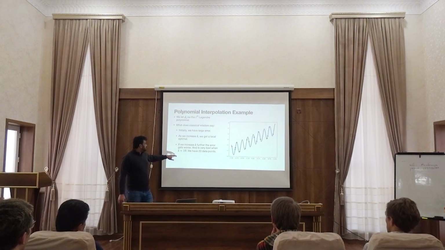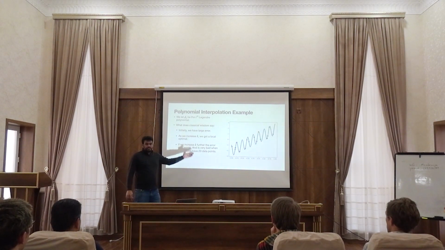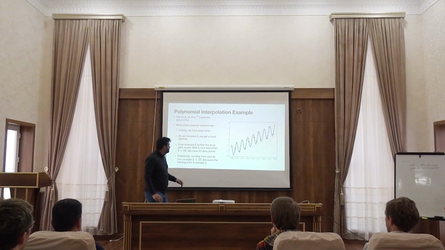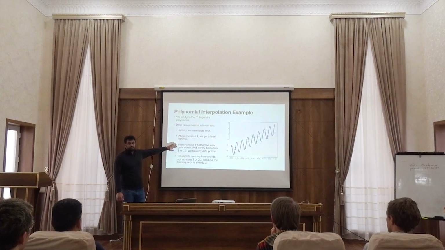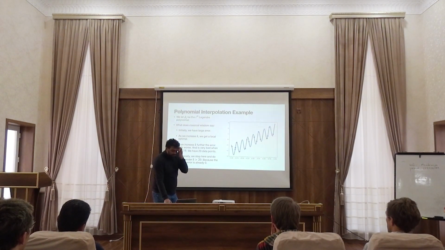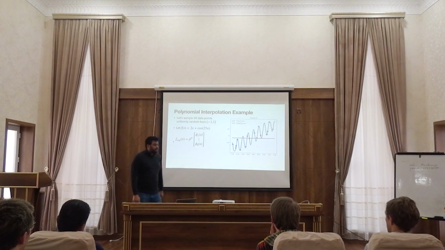Once we get k equals 19, since we have 20 data points, we can exactly fit our data. There's one polynomial that goes through it, and we expect that to actually be a pretty bad fit. At this point, we have zero training error. And like I said, classically, we would stop here because we think the training error is a good estimate of the generalization error, and we don't consider bigger k. Okay, so let's try it out.